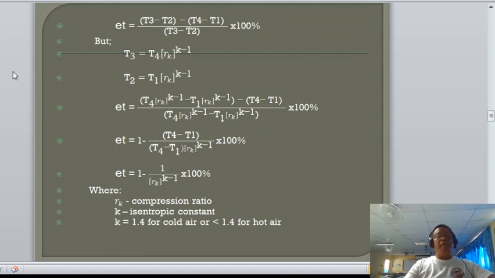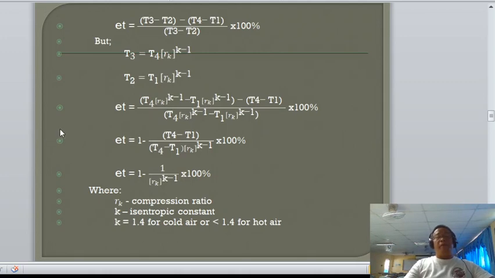And then substituting now T sub 3 and T sub 2, the equation now will become thermal efficiency is equal to 1 minus T sub 4 minus T sub 1 over T sub 4 minus T sub 1 multiplied by Rk raised to k minus 1, and then eliminating again T sub 4 minus T sub 1 over T sub 4 minus T sub 1. The final equation for thermal efficiency now will become 1 minus 1 over Rk raised to k minus 1. So we will notice that the thermal efficiency of the Otto cycle is now only in terms of the compression ratio.